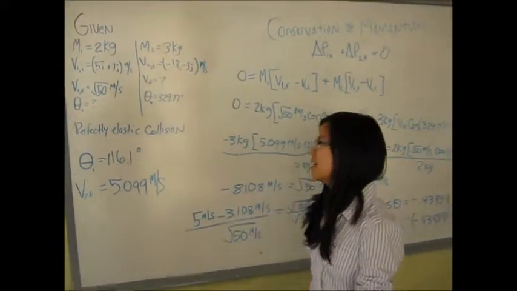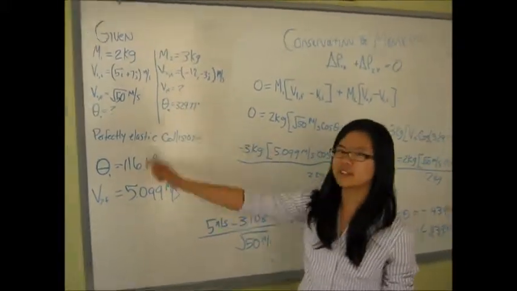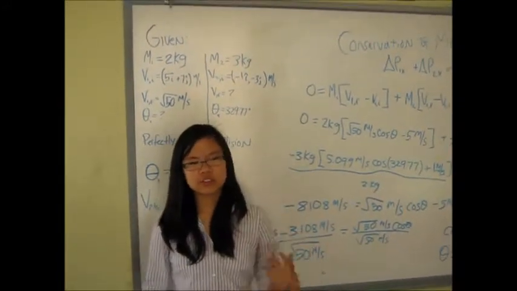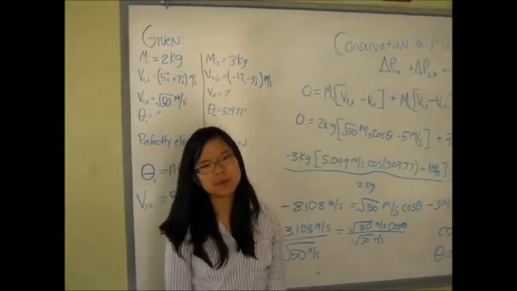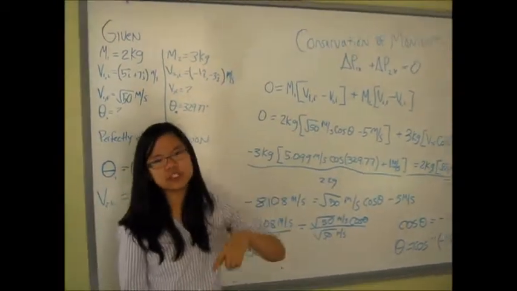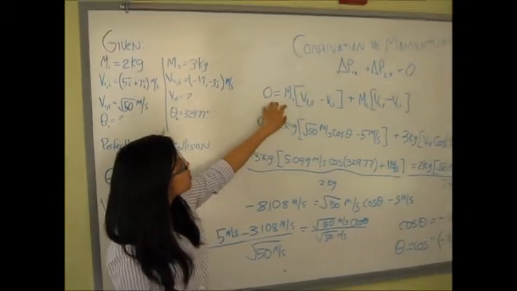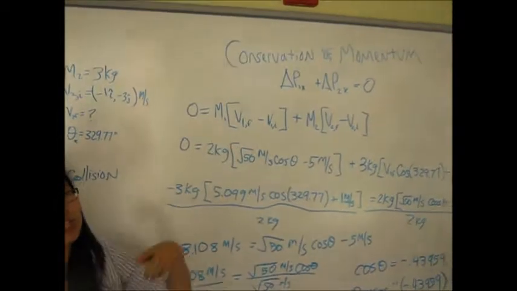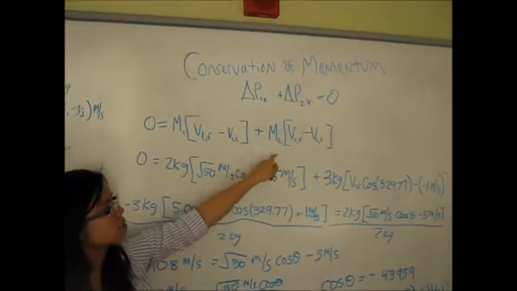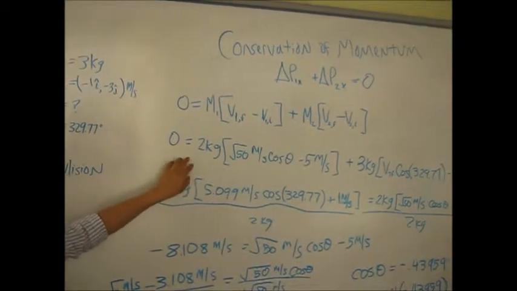Okay, so now that we have the velocity, we have to find the theta angle of the first mass after the collision. So, since all collisions conserve momentum, we can use the conservation of momentum equation, which can be written as the change in the momentum of the first object plus the change in the momentum of the second object, all equals 0. So I wrote this out. 0 equals the mass of 1 times the change in velocity, which is just the final velocity minus initial, plus the mass of object 2 times the change in velocity. So you plug all these values in.